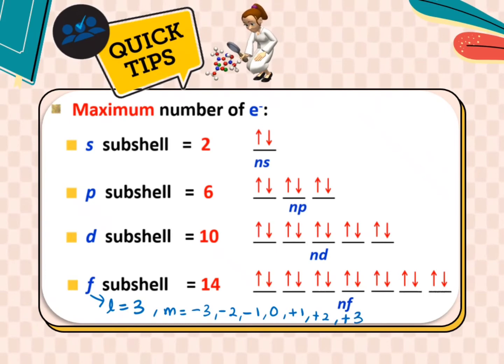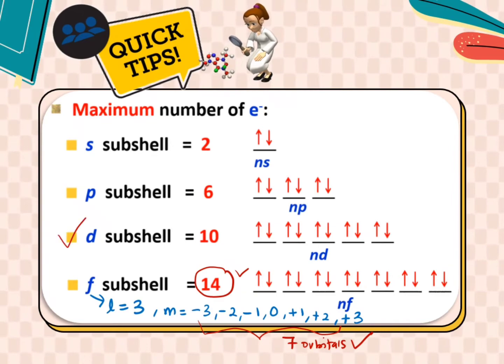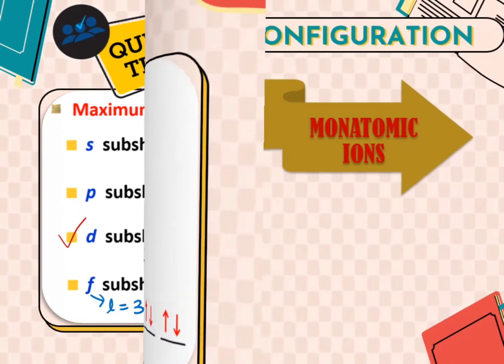So how many orbitals do you have here? So kalau you kira kat sini, you akan ada 7 orbital atau 7 bilik kelas. So kalau 7 bilik, boleh isi 14 elektron. Okay? Boleh faham? So very simple. So F tu jarang lah dalam syllabus you all. Syllabus you all normally sampai D subshell sahaja.